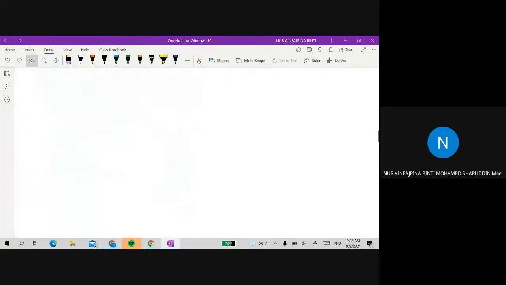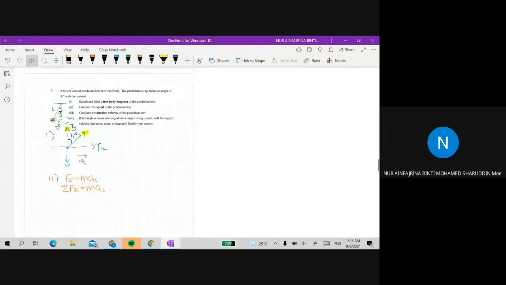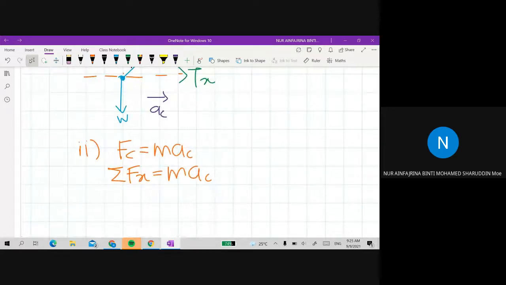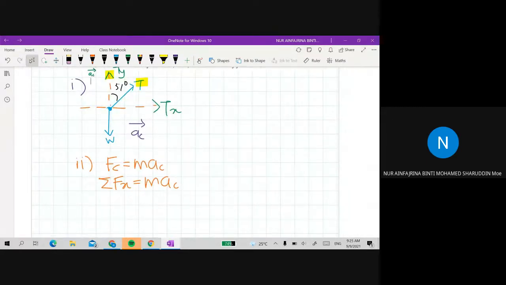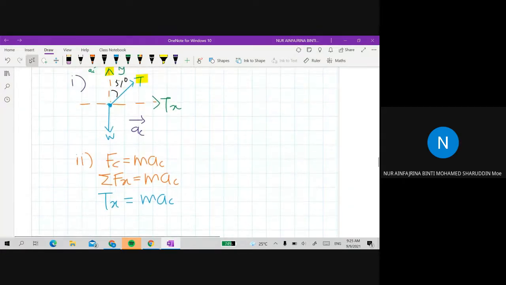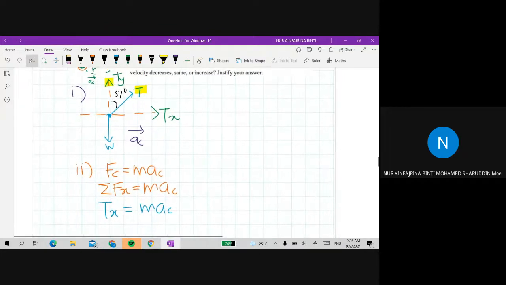Positive. Very good. So it is positive. Okay, what forces are there on the x-axis? Anyone? Tx. Okay, Tx equals to mac. Miss wants to ask, how do you resolve Tx? When you resolve Tx, what do you get? T sin theta.